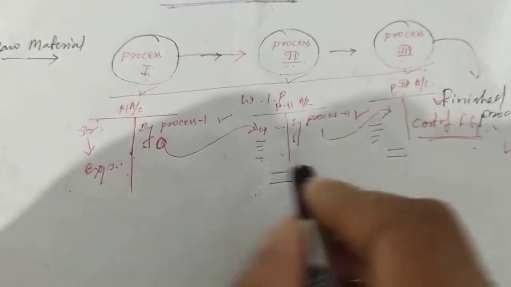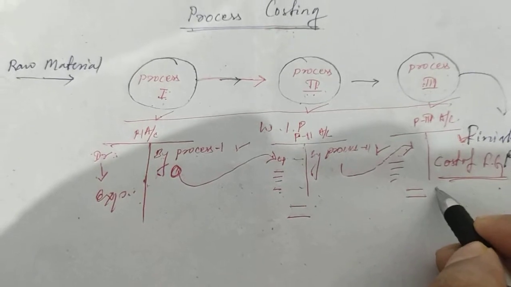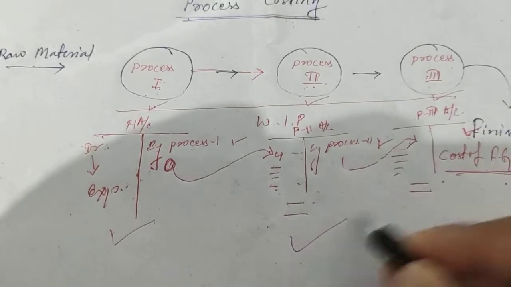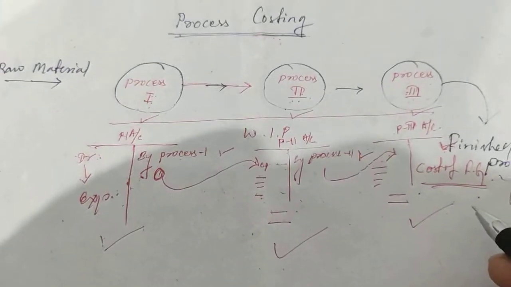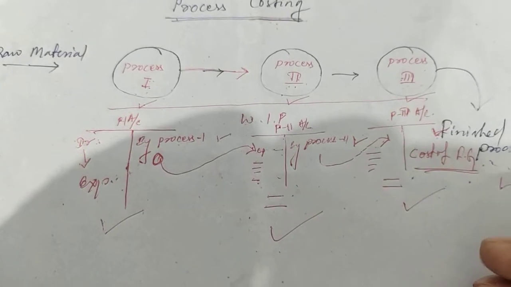Okay, let us understand how this account will be prepared. There is a perfect format. I have already studied what the ledger account is. These accounts are known as individual ledger accounts for individual processes. Okay, so there is a format. I will give you the format.